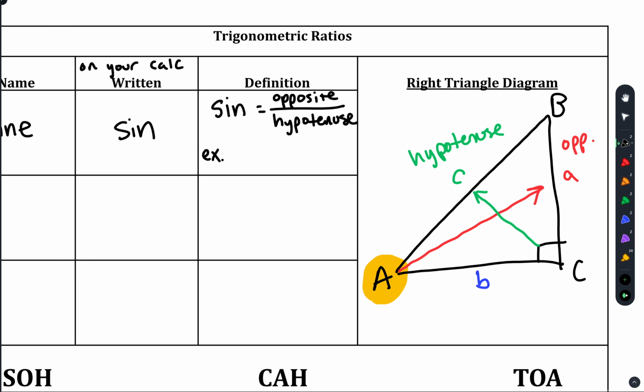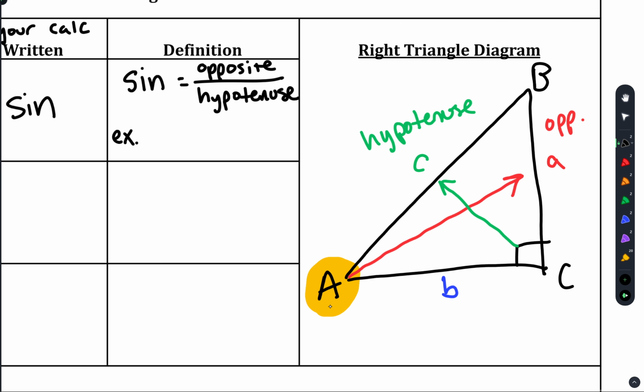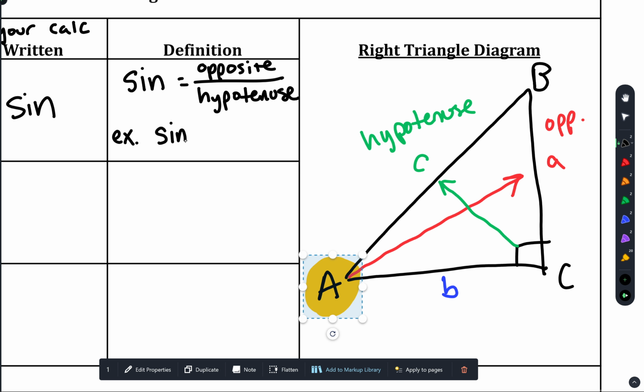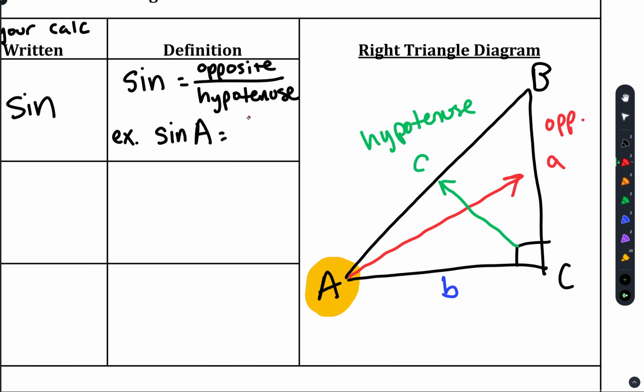So if I were writing this trig ratio out, I would say sine of angle A, specifically because I'm looking at angle A, I'm focused on that angle, is equal to the opposite side, which is little a, over the hypotenuse side, which was little c. Okay, so it's a relationship between those 2 sides together. Does that make sense so far? Any questions on that? Okay.